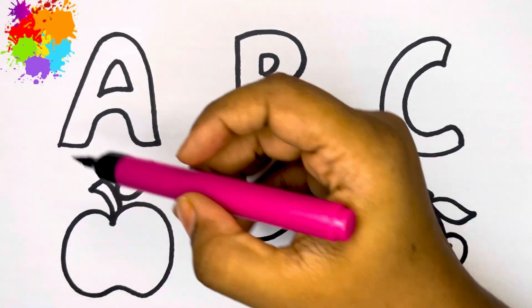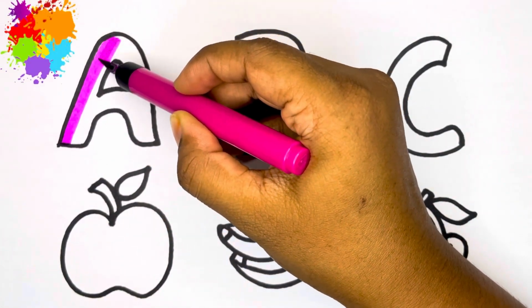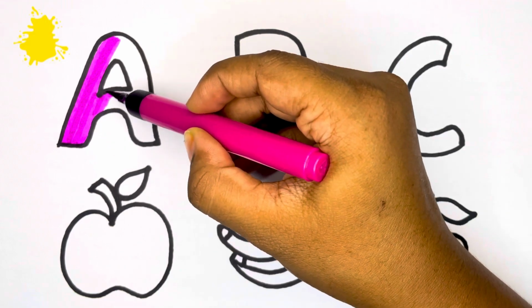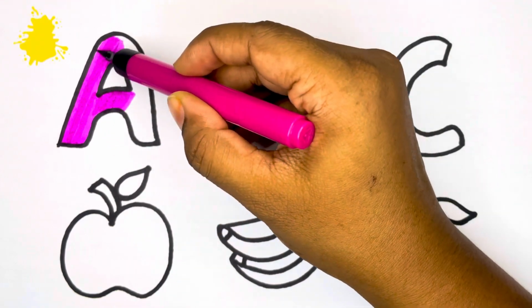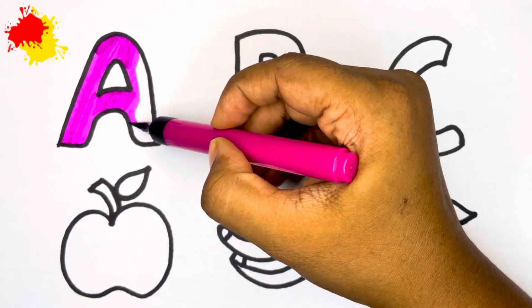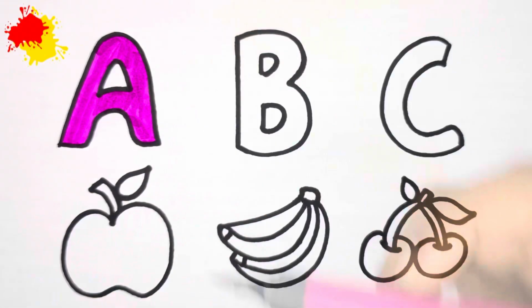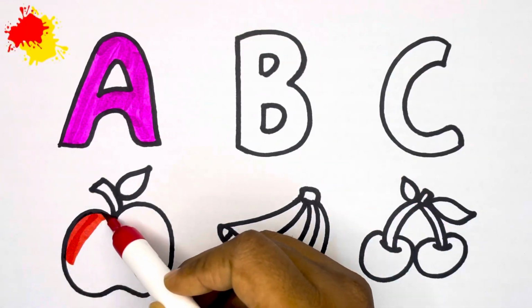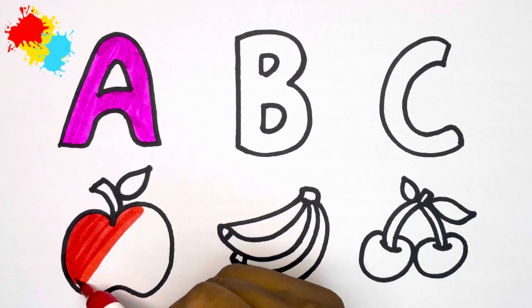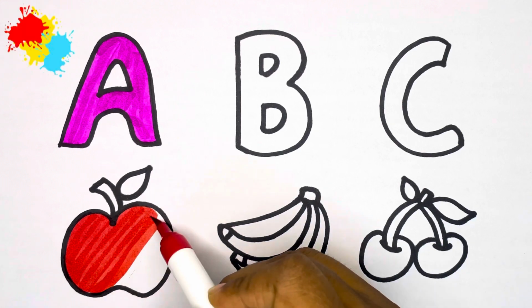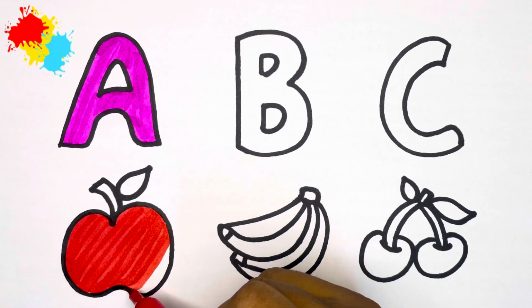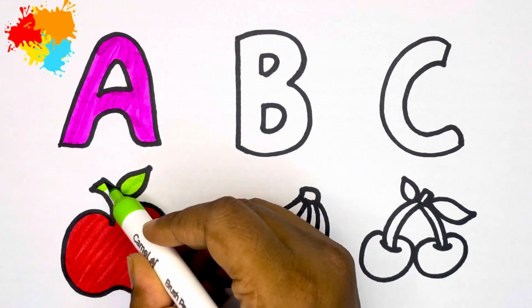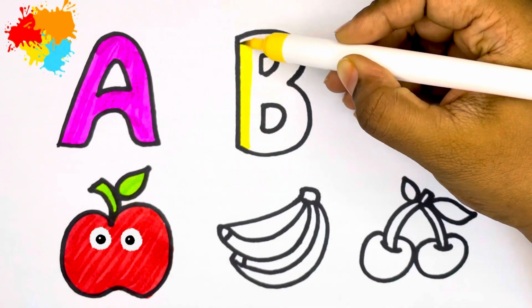Now let's color it. I'm coloring A with pink color. Red color for the apple. Now I'm using green color for the leaf.